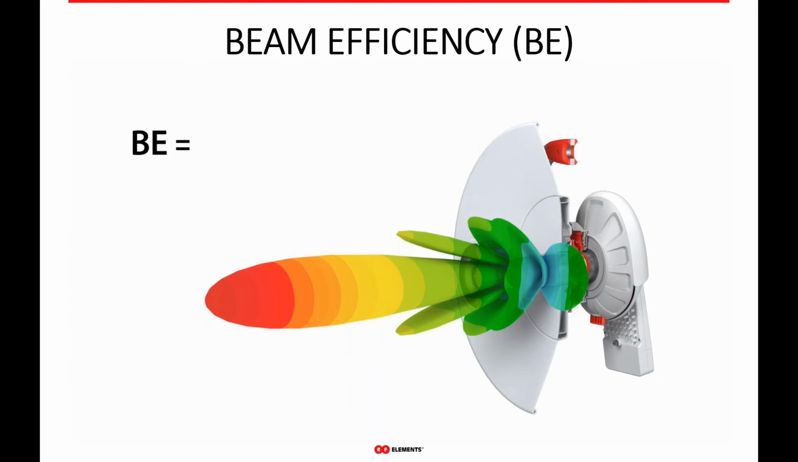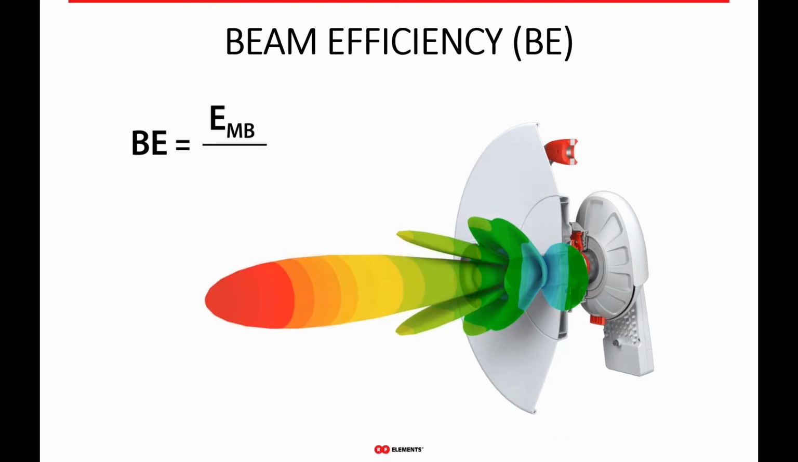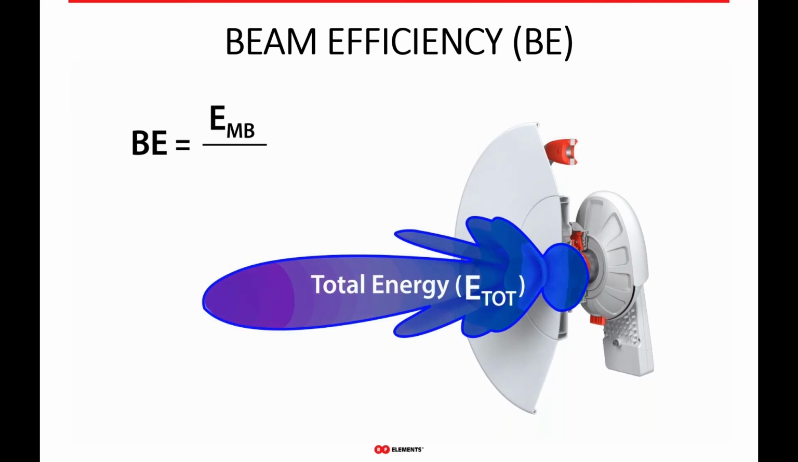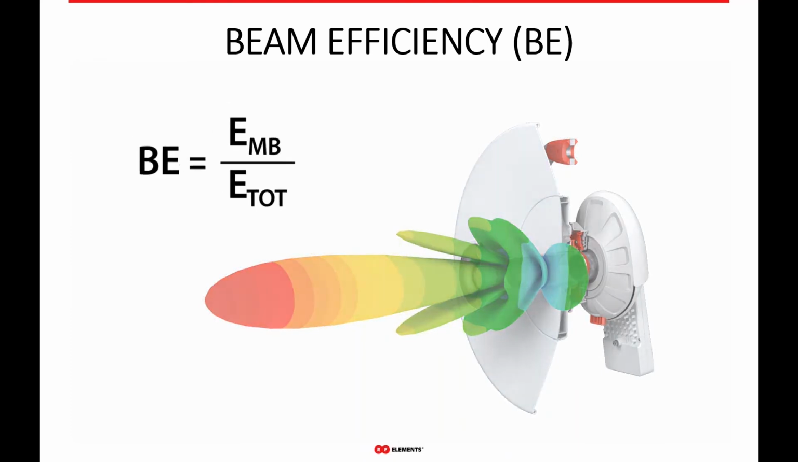So beam efficiency is the ratio of energy contained in the main lobe to the total energy an antenna radiates. In other words, it tells us what part of the radiated energy is going into the main lobe. The higher the beam efficiency is, the more energy the main lobe delivers, right? So this is where you want the energy to be, and less everywhere else.